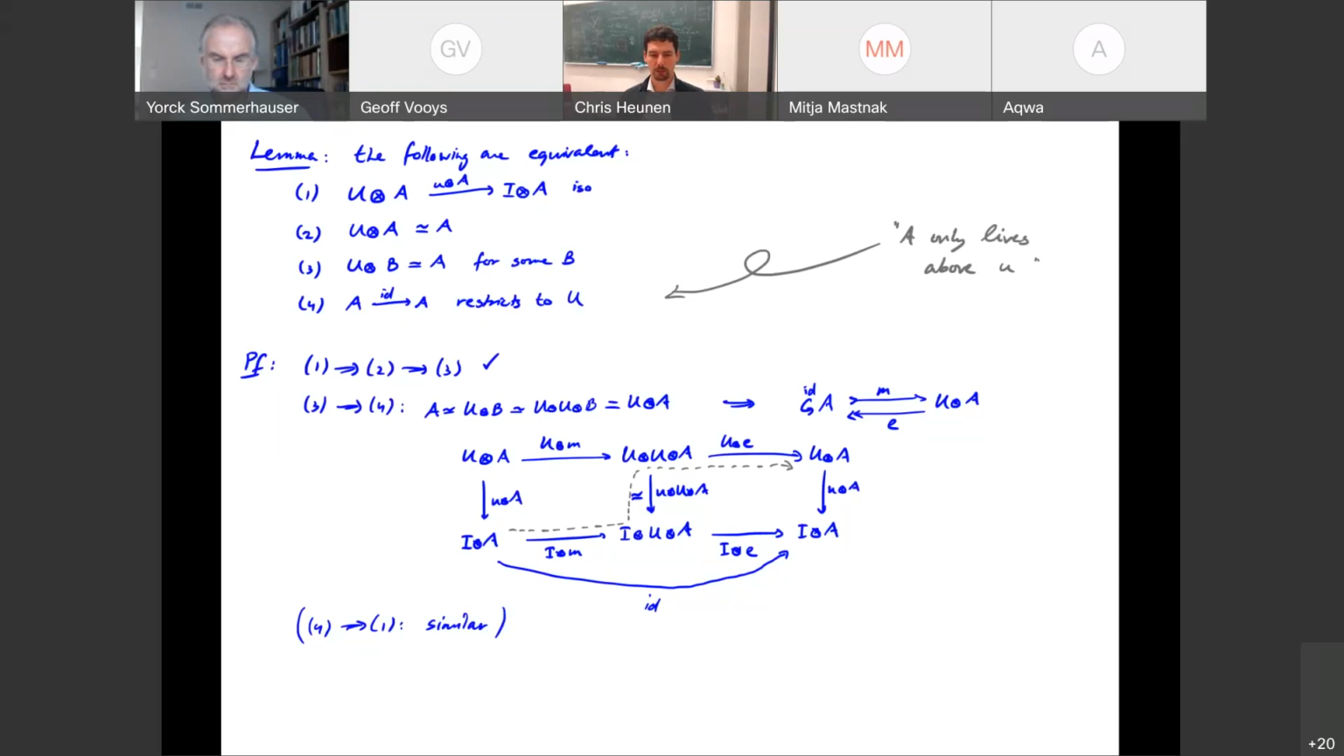The proof of this is interesting, but I think I will skip over it. I'll just say that what the proof really uses is this little lemma here, saying that if something is a central idempotent, then a retract of that is also a central idempotent. That's sort of what's being used here. But the takeaway message of this lemma is you can say that an object restricts to a central idempotent exactly when tensoring with it doesn't change it.